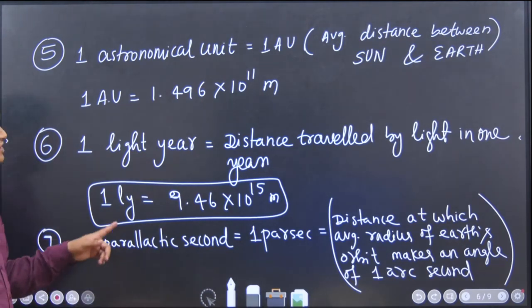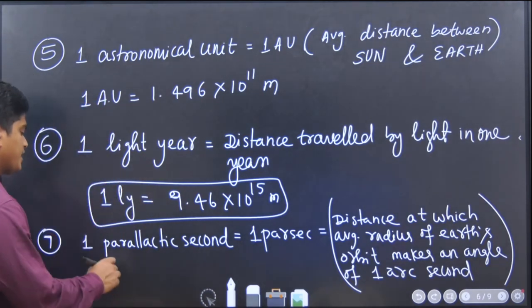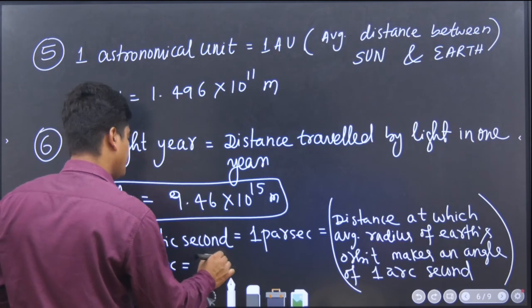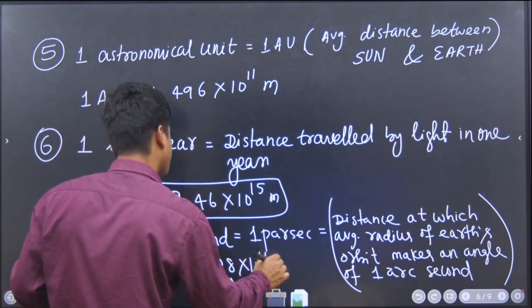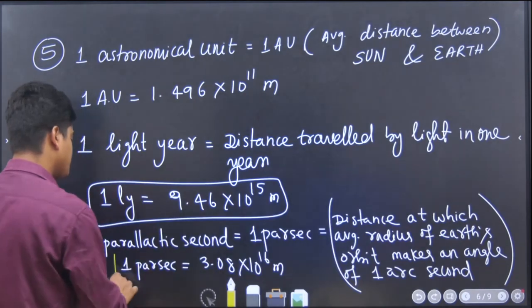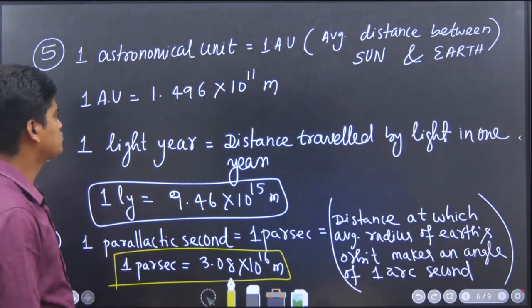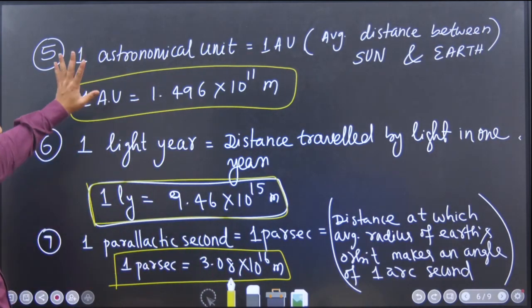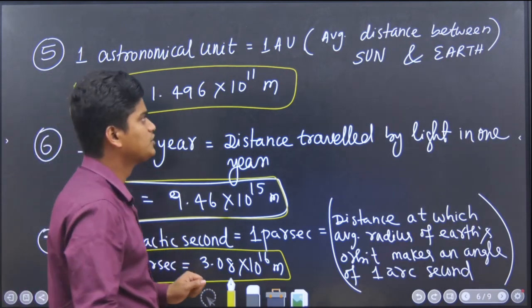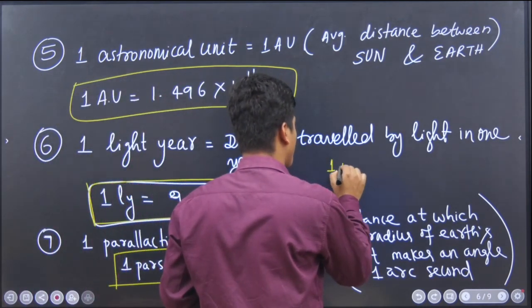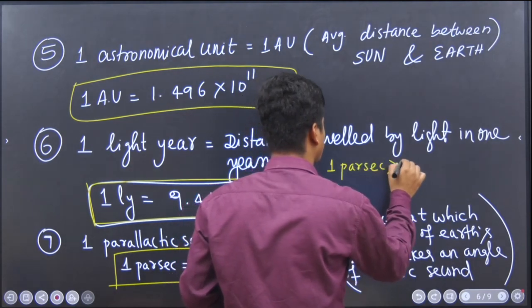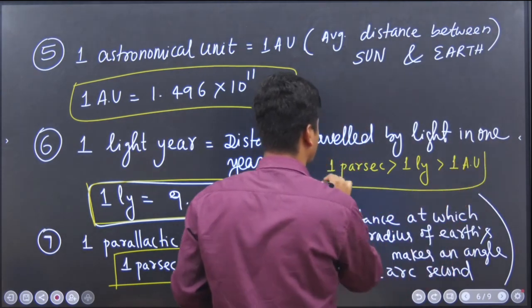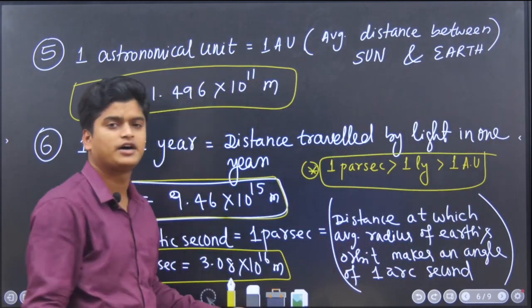We have understood what astronomical unit, light year and parallax second are. And 1 parsec, if you want to write it, how much is it? It will be 3.08 into 10 to the power 16 meter. You must remember these 3 values, because sometimes questions will be on this. So, I can write one point: 1 parsec is greater than 1 light year, which is greater than 1 astronomical unit. This type of relation is coming, so you can remember this as a star mark point.